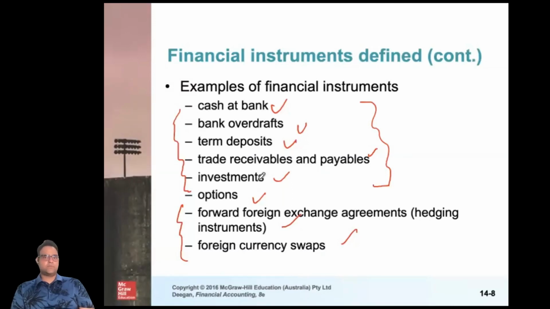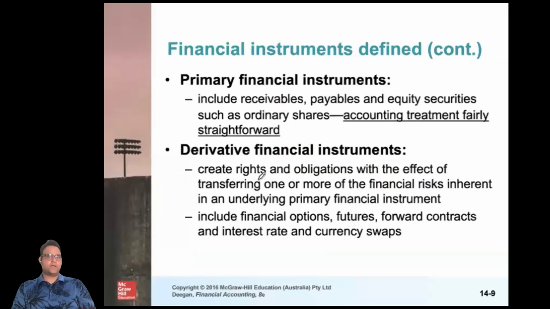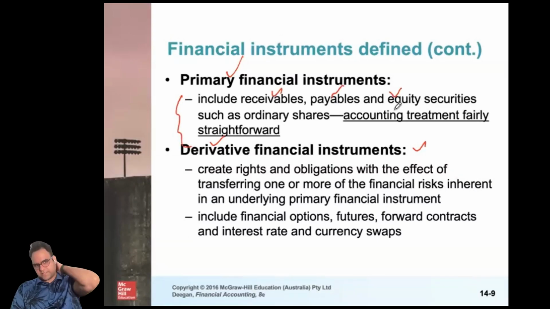So financial instruments are divided into two categories. One category is primary, and another is derivatives. Derivatives will be part of the next video, as I discussed earlier. Primary is the one which includes receivable, payable, cash, which you have already done, and ordinary shares. There is nothing new in the primary financial instruments.